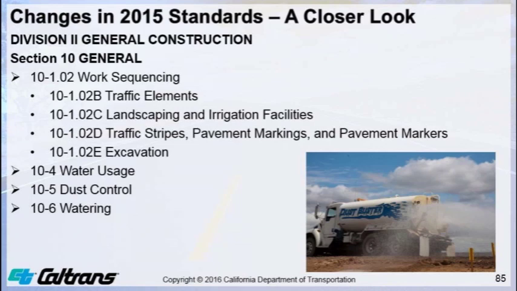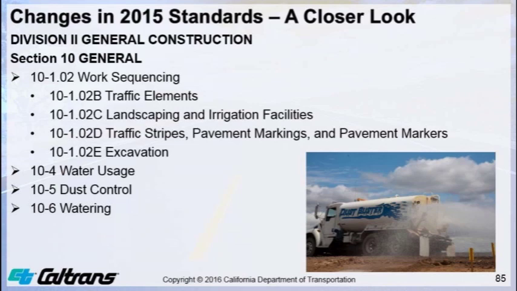Now let's look at what else this section now includes. Section 10 now also includes Section 10-4 for water usage to help with water conservation, Section 10-5 for dust control requirements, and Section 10-6 watering. Because these specifications apply and are in Section 10, they apply to all other sections in the specifications.